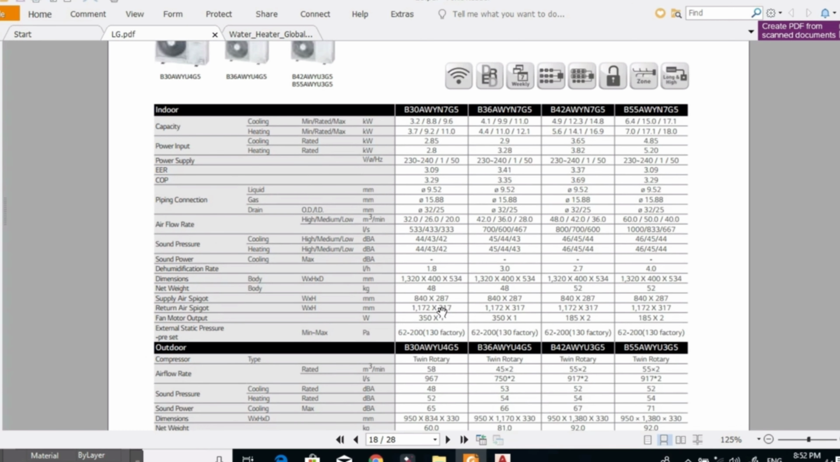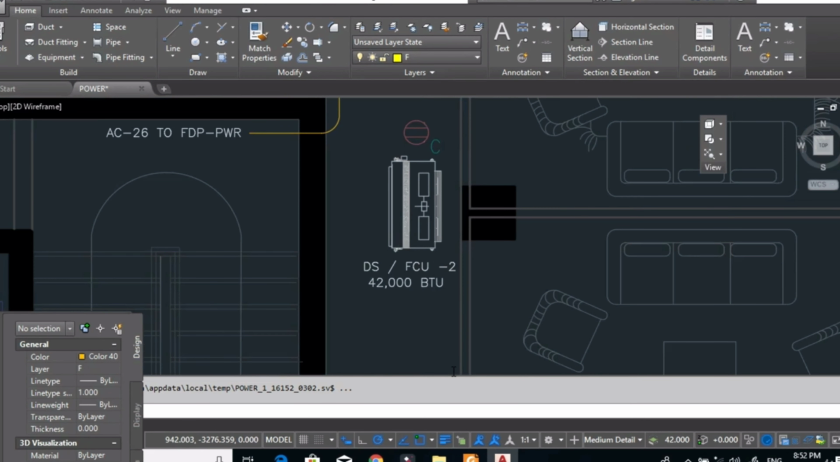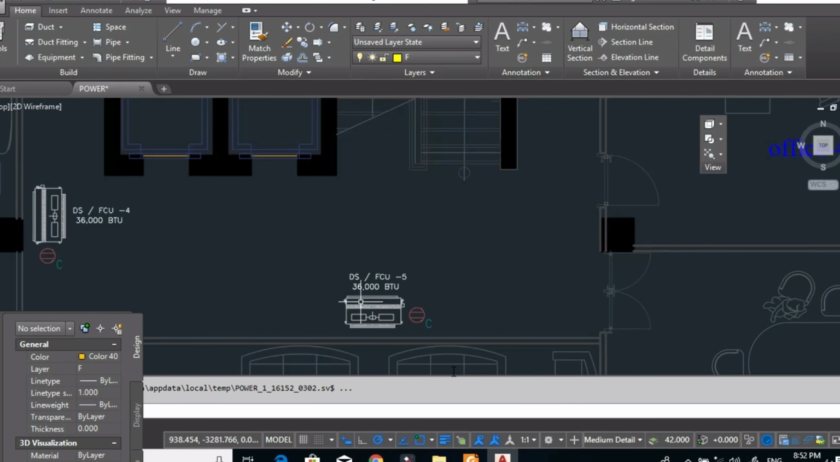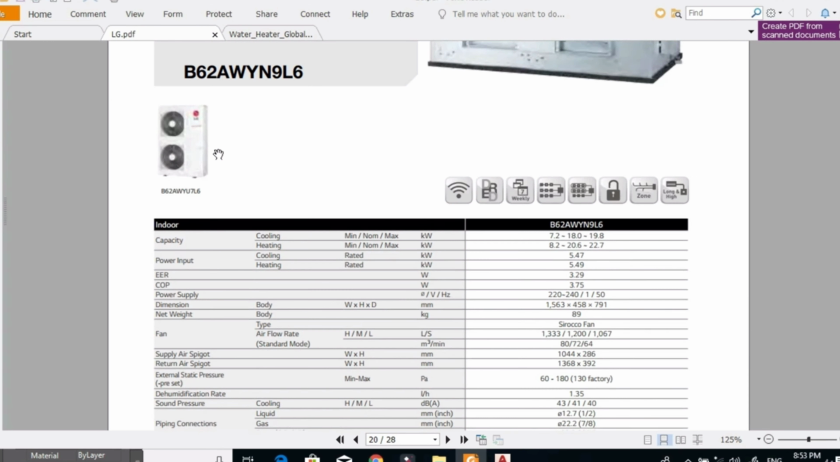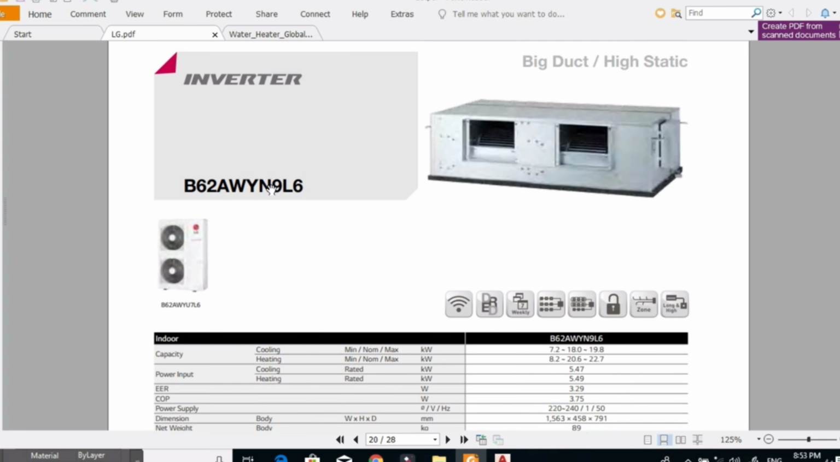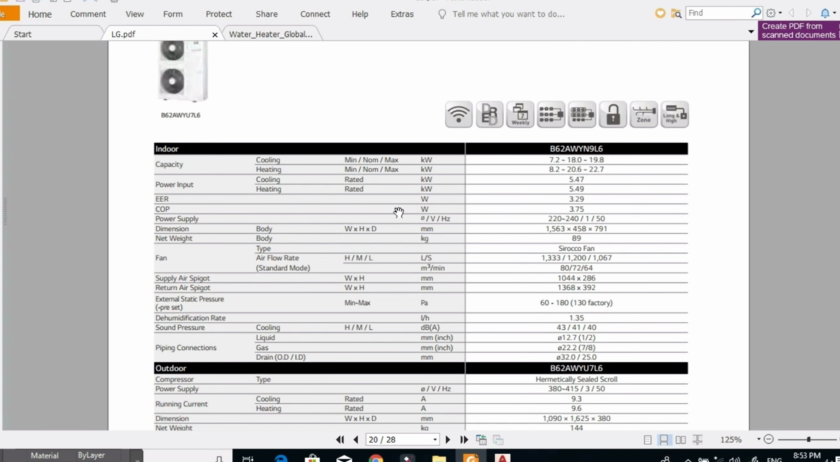Now I know that this unit is single phase, but here we have another unit. See here, this unit is 60,000 BTU. Now I will go back again to the unit 60, here 62. I will go back to the mechanical engineer. Do you mean that this is the unit B62 AWY N9L6? If he confirms, I will go back to the data.